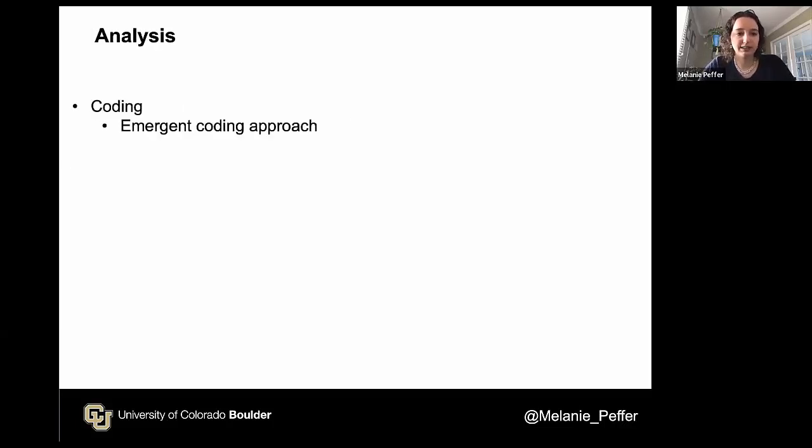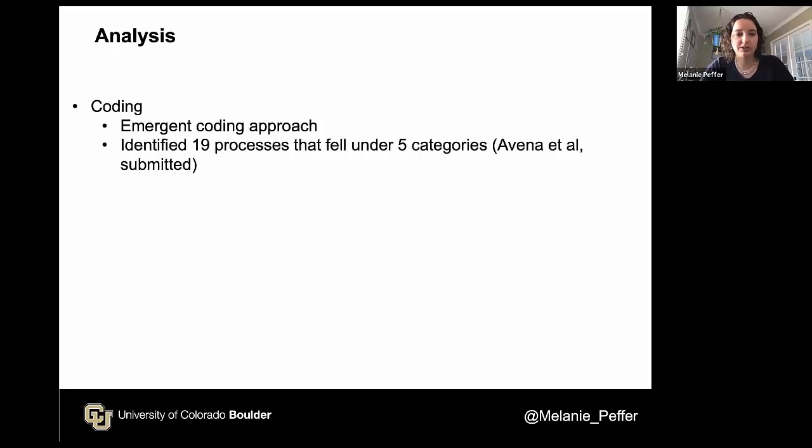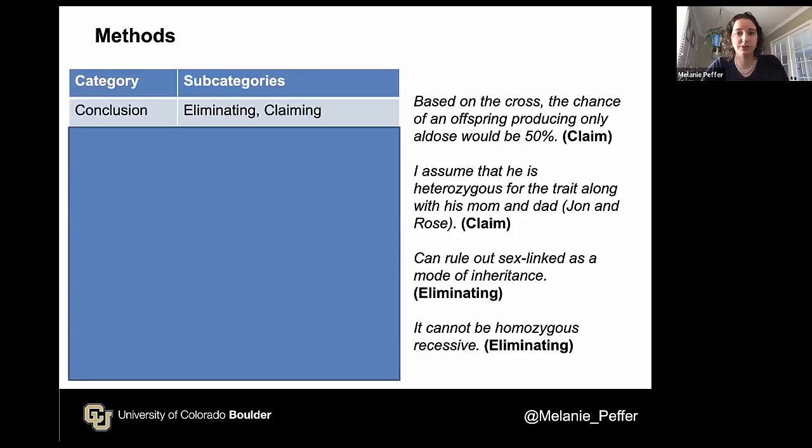So for our analysis, we used an emergent coding approach to identify 19 processes that we then binned under 5 categories. So what are these processes? First we have concluding processes. This is eliminating something. We see a lot of these in pedigree type questions. For example, this student is saying we can rule out that this is a sex-linked trait as a mode of inheritance. Or we can say this cannot be homozygous recessive based on the information at hand, or making a claim. So based on this cross, the chance of the offspring producing aldose would be 50%.